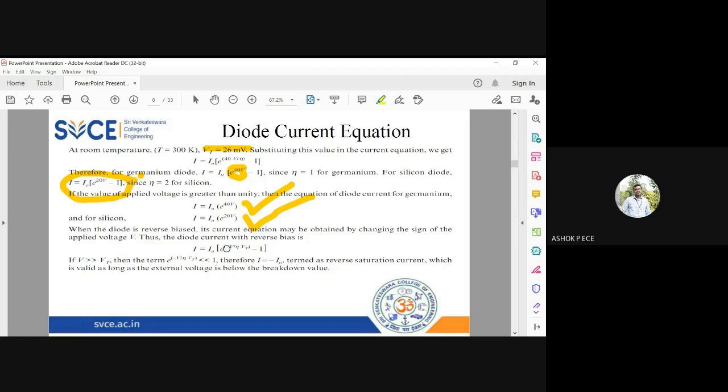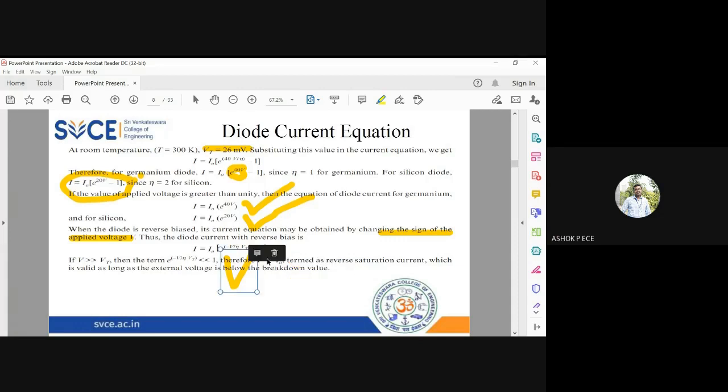So for reverse bias, you see what I told is correct. You have to use minus V. So you have to change the sign of the applied voltage V. You have to replace V by minus V. So when you replace V by minus V, e power minus V value is very, very large. Reverse bias breakdown voltage is very, very large, right? So assume V tends to infinity. When V tends to infinity, e power minus infinity is going to be 0. First term is 0, second term is minus 1. 0 minus 1 is going to be minus 1. So I is approximately equal to minus I naught. So that is called the reverse saturation current.